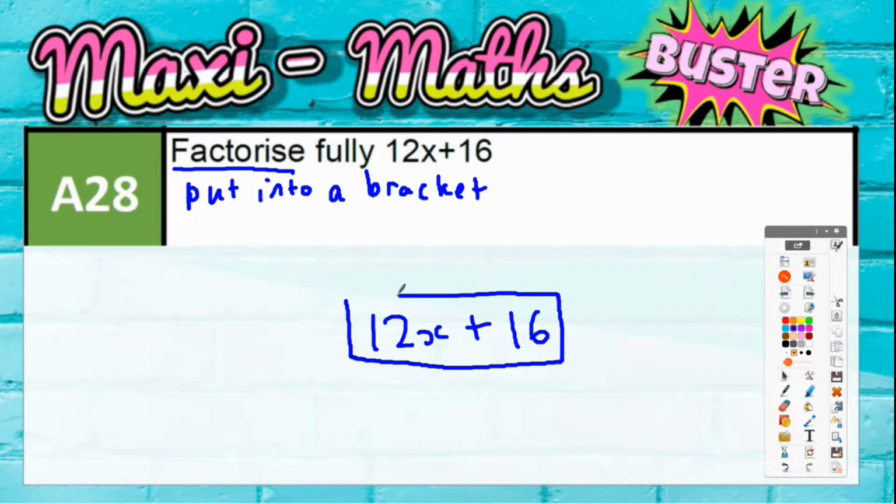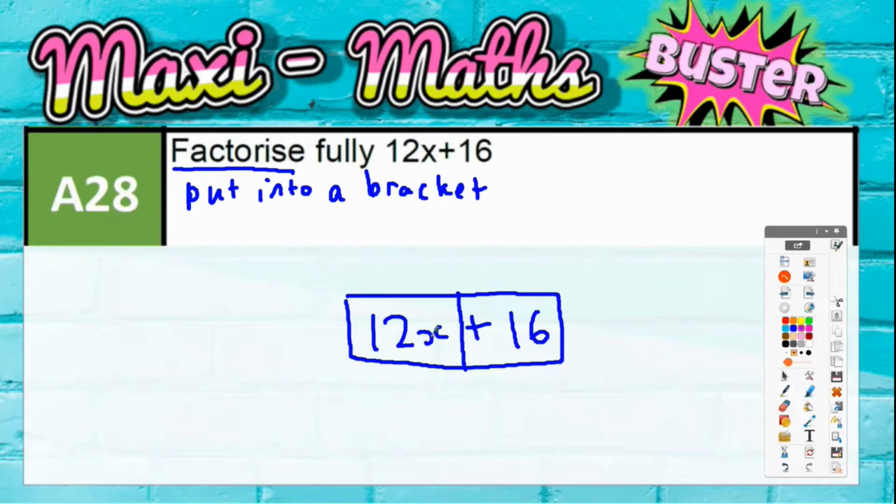Okay, so one way of doing this is to draw a grid around each item within the question. So 12x is one box in the grid and positive 16 is the other box in the grid. And then what we do is we pull out common factors. This is what's called factorising. So we check in both boxes for common factors. So we check for common letters and we check for common numbers as well. So we always check for common letters first.